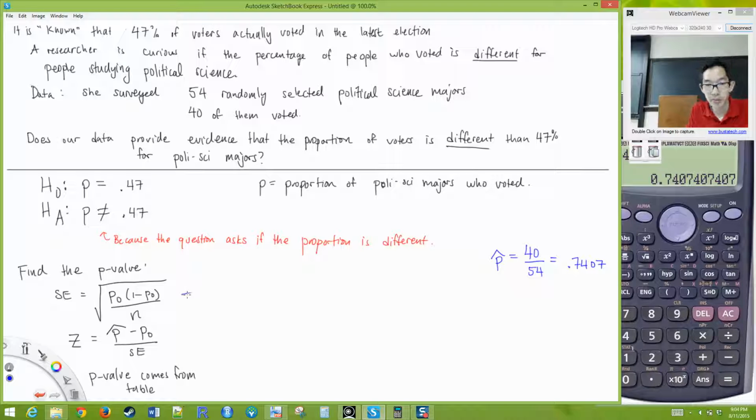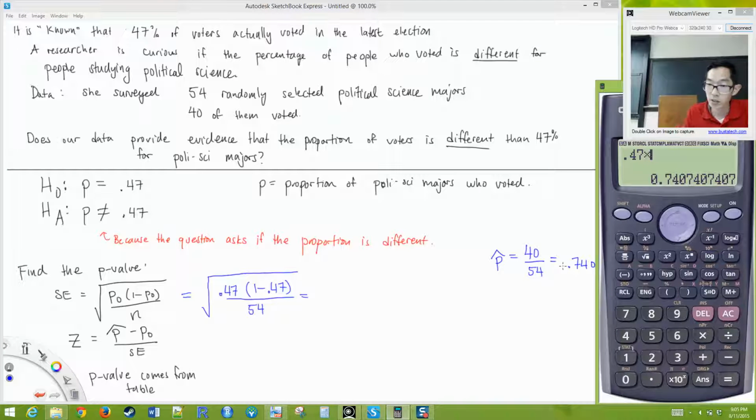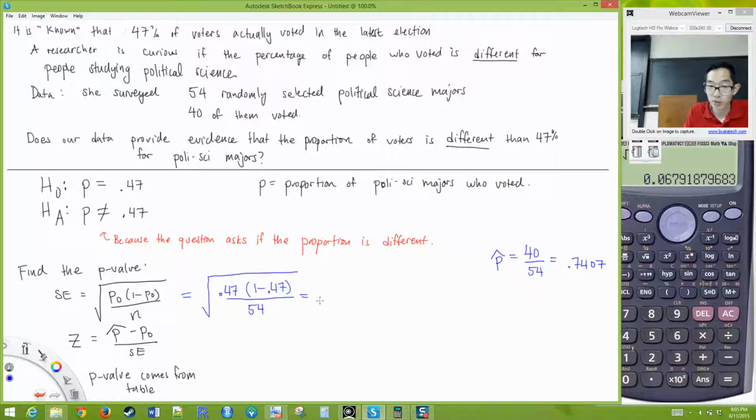Okay, so my standard error, I'm going to use what? P0 is the number in our null hypothesis, 0.47 times 1 minus 0.47 divided by n. What is n? 54. It's the size of our sample. So I'm going to do this, 0.47 times 1 minus 0.47 divided by 54. And I take the square root of that. And I get 0.0679187. Okay, so I'm just going to write 0.0679. That's my standard error. Okay, and so my z-score is p hat. What's p hat?